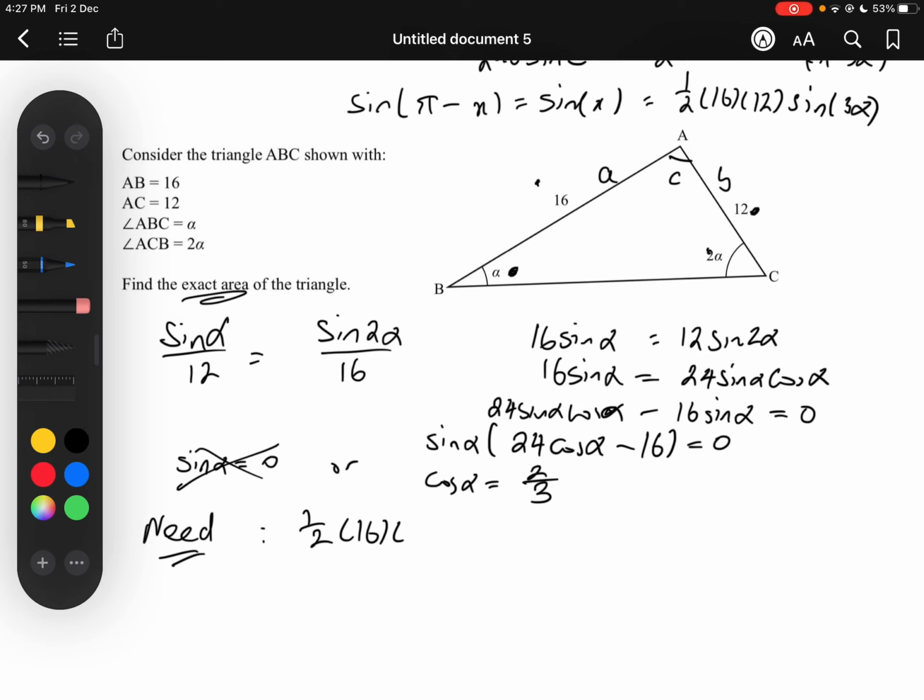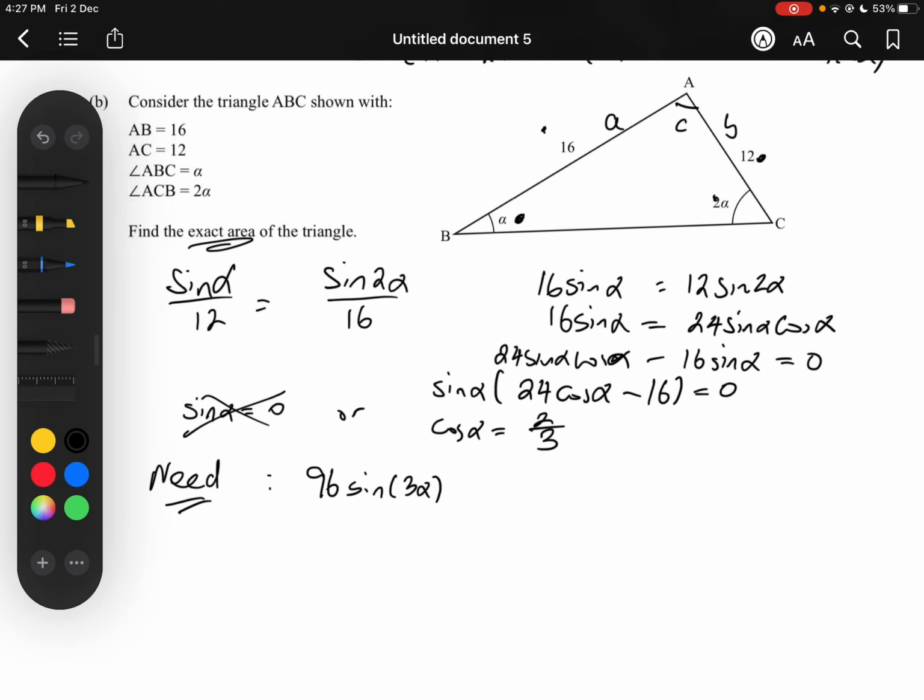So 96 times sine 3 alpha. And we have cos alpha equals 2 over 3. And we can use sine squared alpha plus cos squared alpha equals 1 in order to evaluate the exact form of sine alpha.